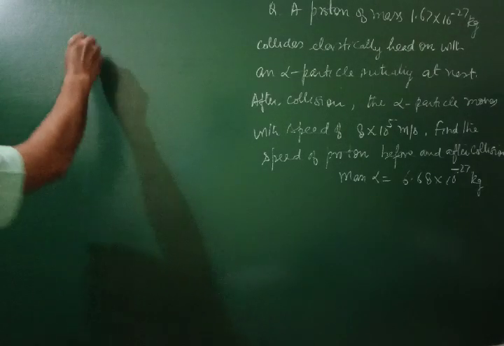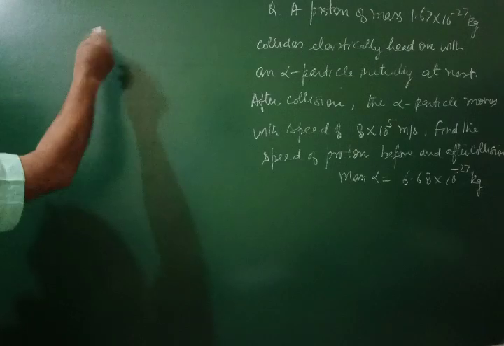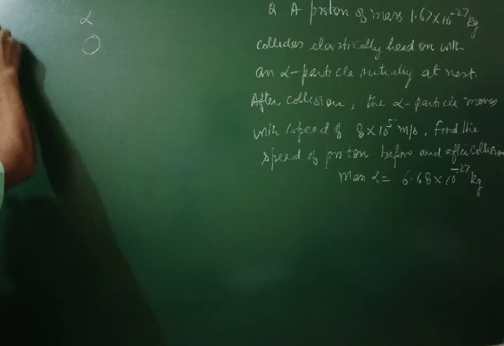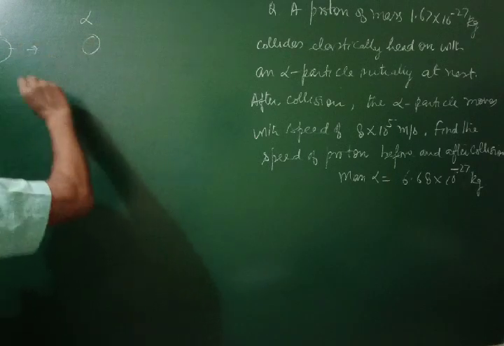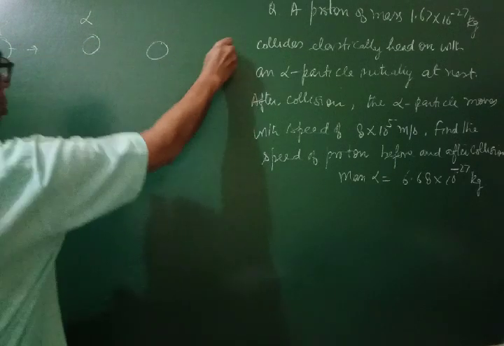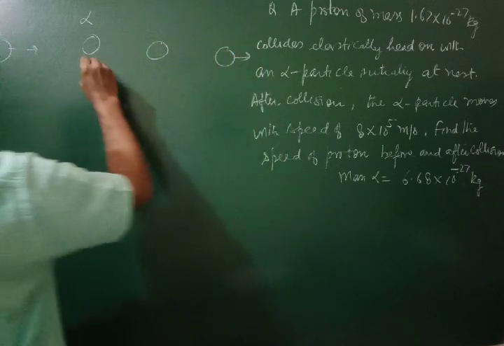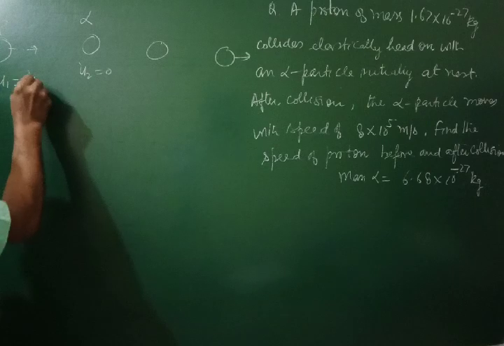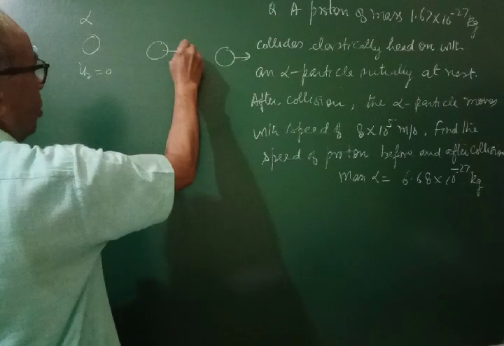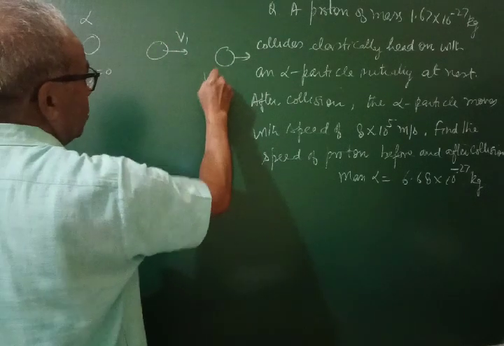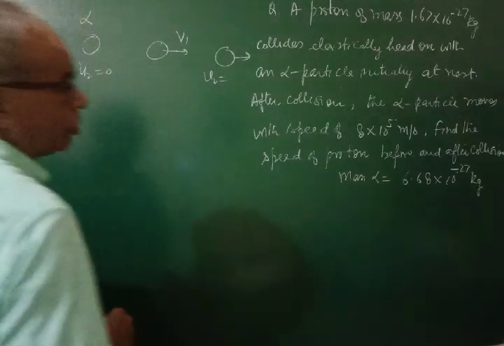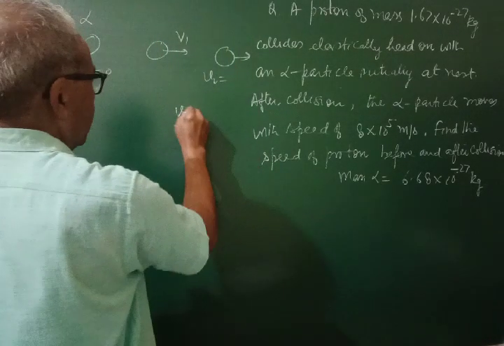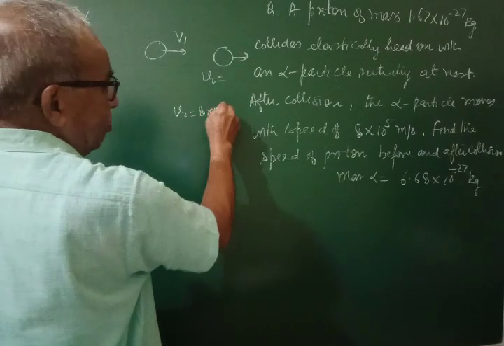So here the alpha particle was at rest, and the proton was in motion and makes a head-on collision, and after that they move with different velocities. Here u2 is 0 and u1 is to be found. You have to find out v1. v2 is given here: v2 is equal to 8 × 10^5.